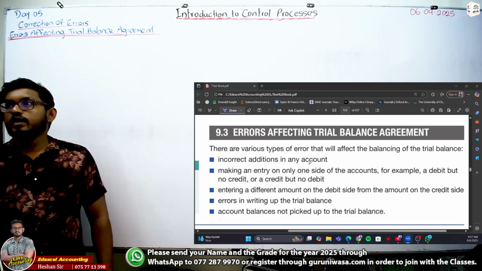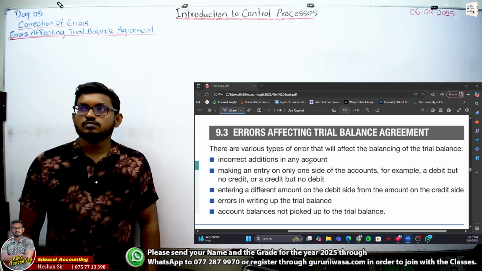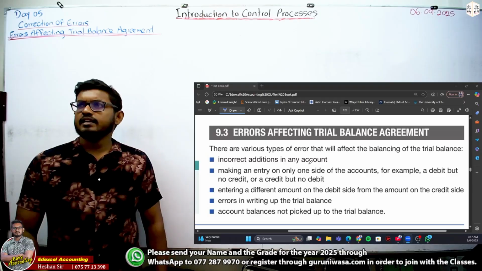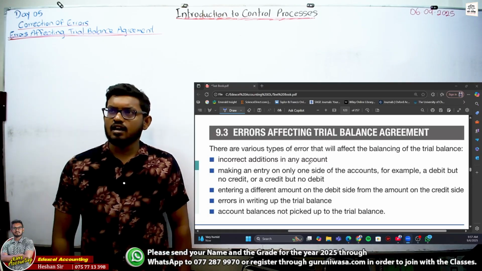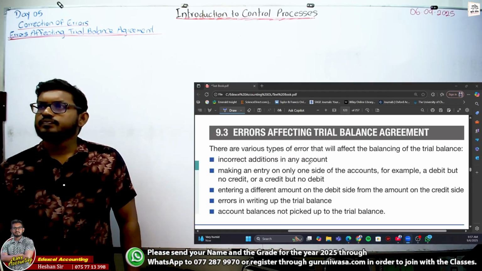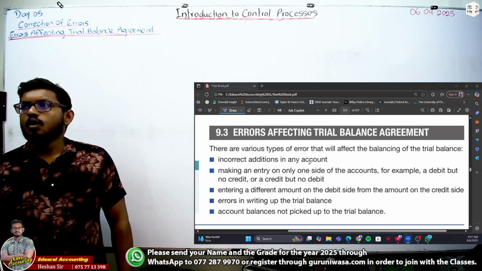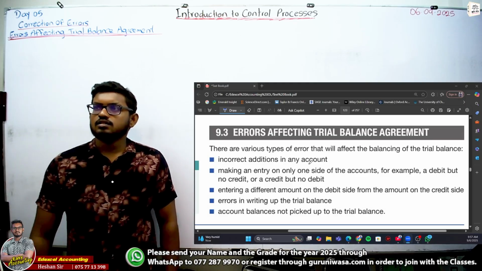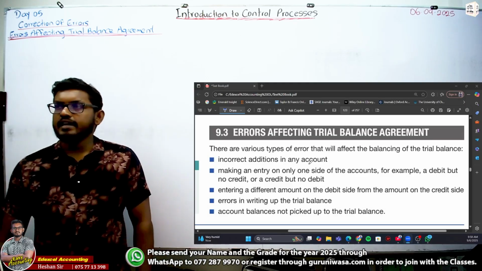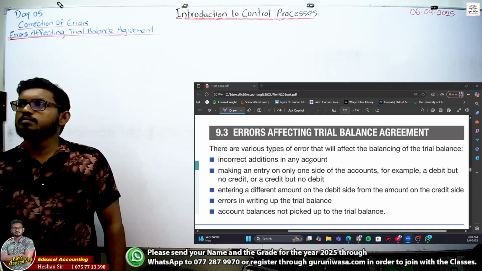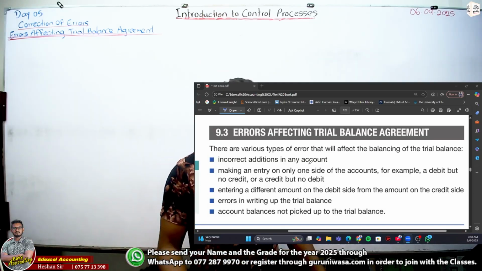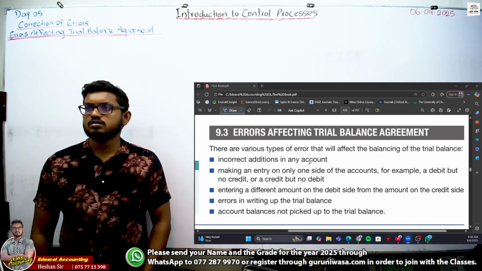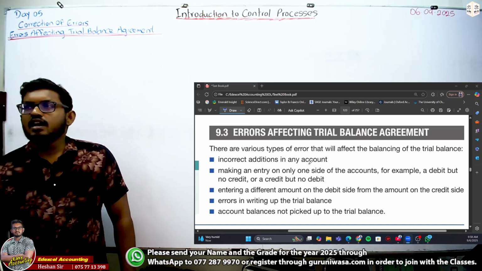So, incorrect additions in any account, right? These are the various types of errors. Incorrect additions in an account, any account. Making an entry on only one side of the account, for example, a debit but no credit, or a credit but no debit. Entering different amounts on the debit side and the credit side, which means there are two different amounts in the two accounts.